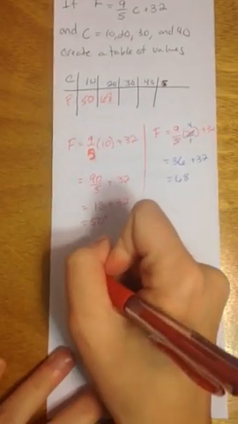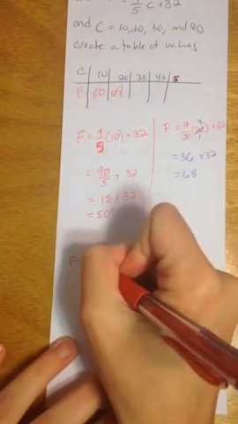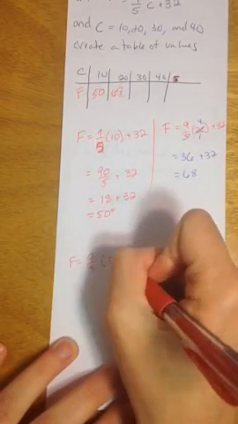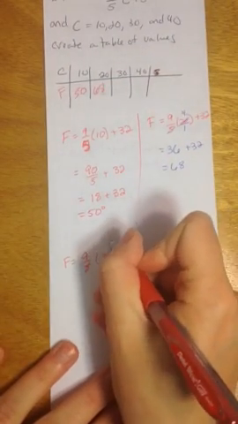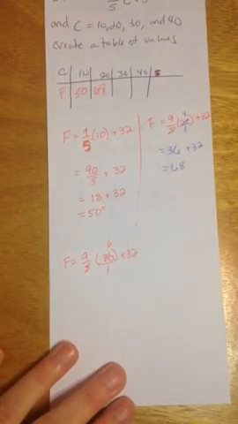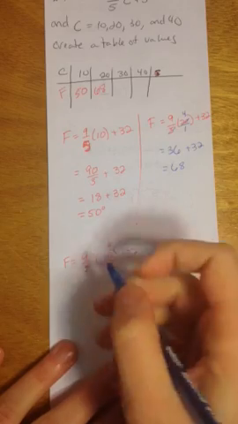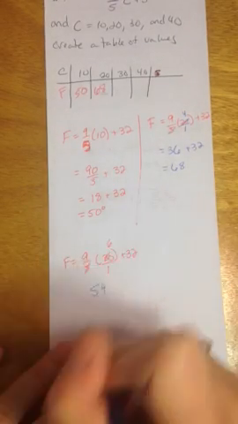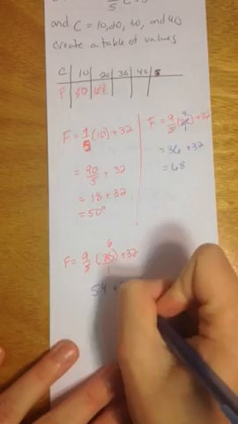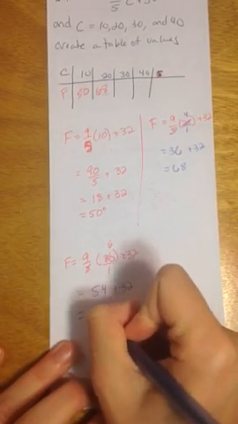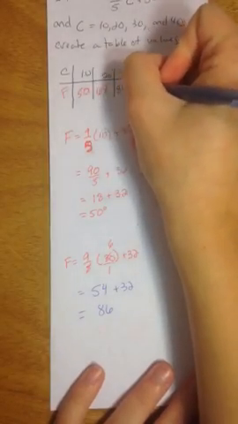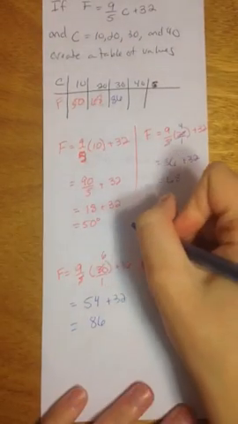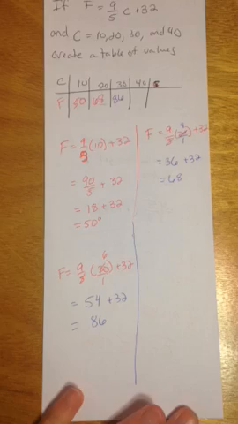Now I'm going to do 30. So I'm going to have F equals 9/5 times 30 plus 32. So 5 goes into 30 6 times. Remember, that's really over 1. 9 times 6 is 54 plus 32, which is going to give me 86. So when it's 30 degrees Celsius, it's 86 degrees Fahrenheit. Another nice number we'd like to see again.